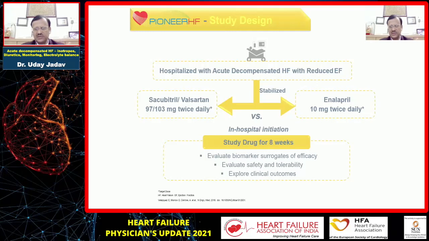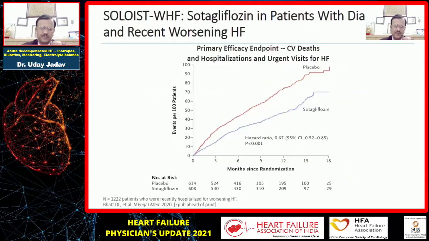The message is still the same. Start a low dose, monitor the patient well, slowly up-titrate the dose, but not very slowly. Start increasing the dose to the permissible limit so that you are able to achieve at least some efficacy by the time the patient goes home.